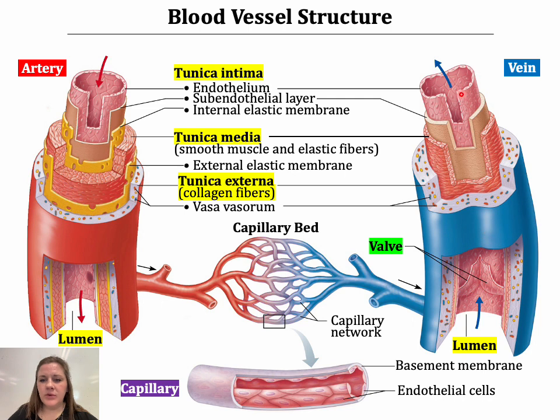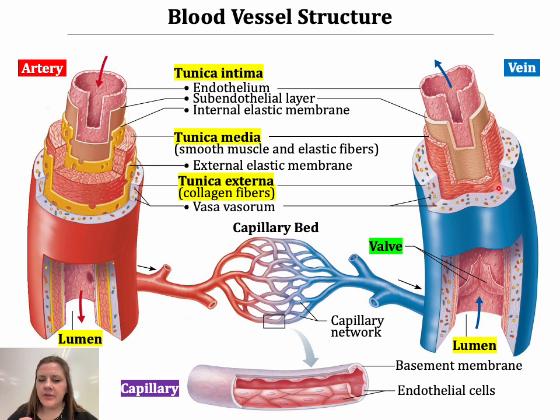Okay, and then with the vein, we're seeing similar layers, similar tunics, but a little bit of variability there. It's going to lack an elastic membrane. Veins are lower pressure. The blood is not surging through the veins like it is in an artery.